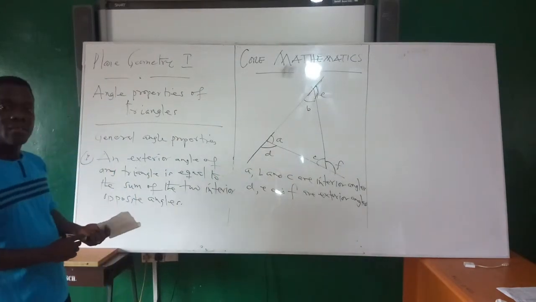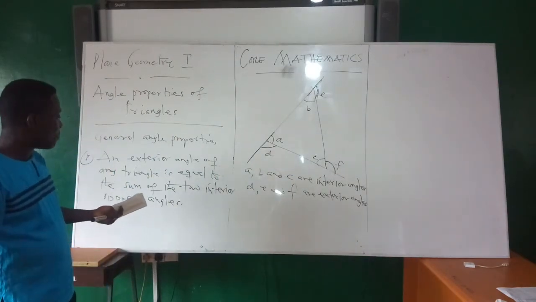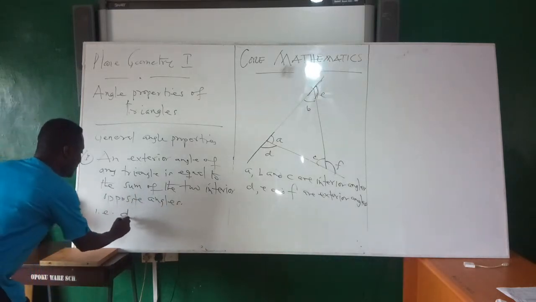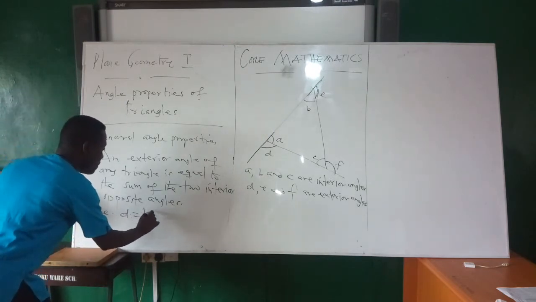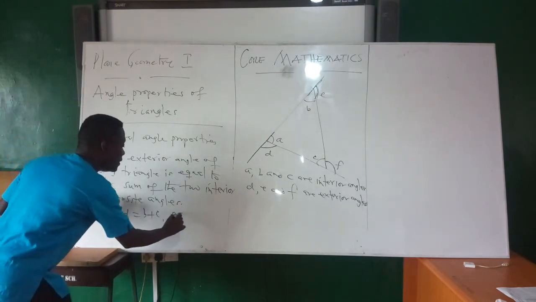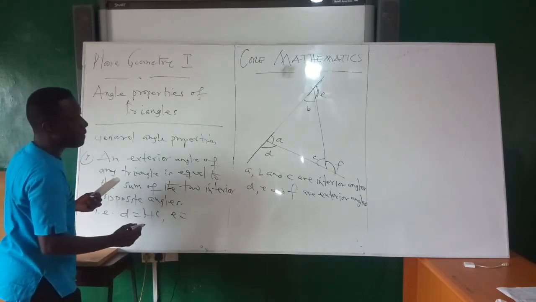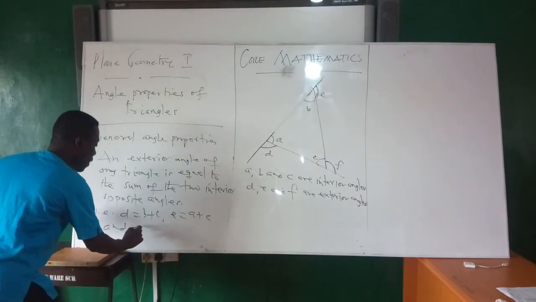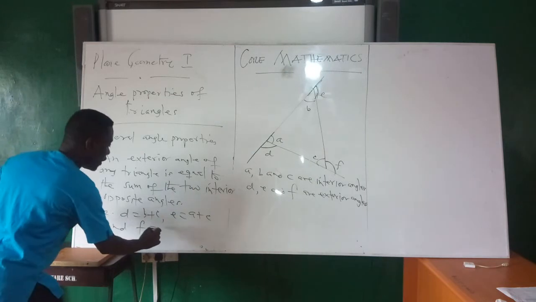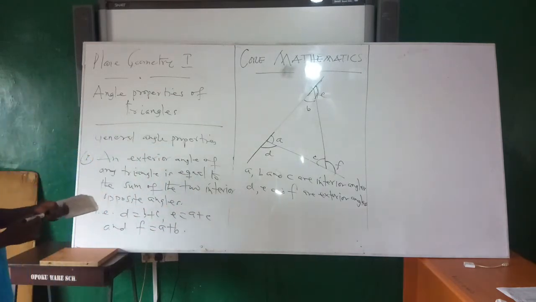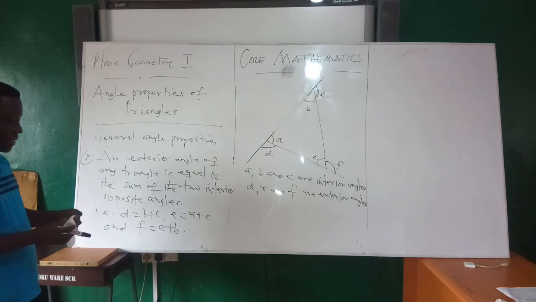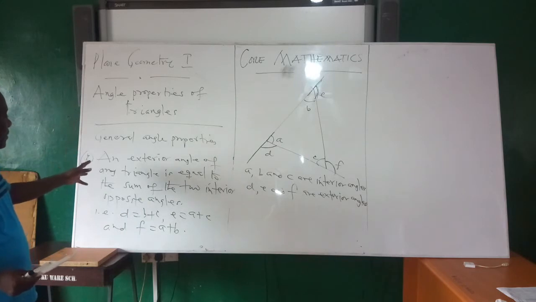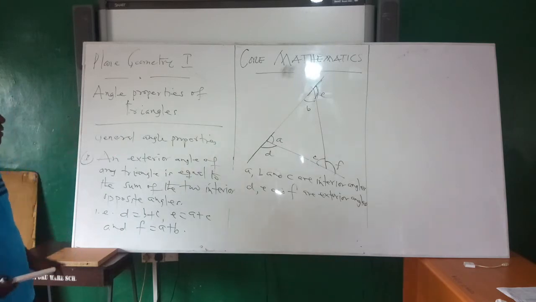And that explains that property. So from the diagram, we say that D is equal to B plus C, E is equal to A plus C, and F is equal to A plus B. So that is the third property.